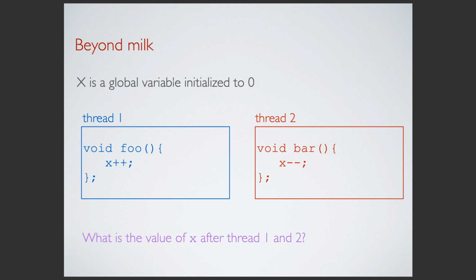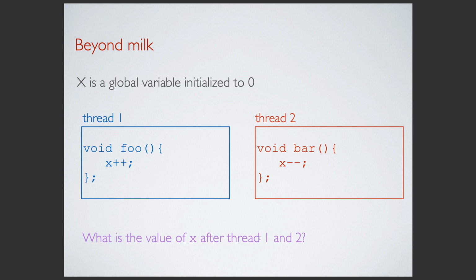Beyond milk, let's talk about programs written in C. Imagine two very, very simple threads. If they are threads part of the same process, they share a variable. Assuming thread 1 and thread 2 belong to the same process, they share a variable x. Before these threads are created, we initialize this variable to 0. Then we create those threads, calling the functions foo and bar, and we wait for the two to finish. What's the value of x after thread 1 and thread 2 are both finished?